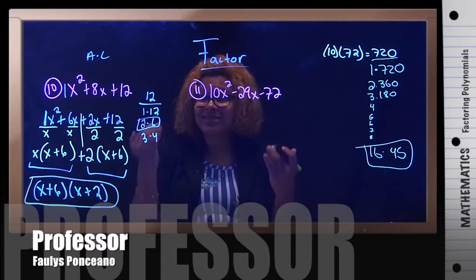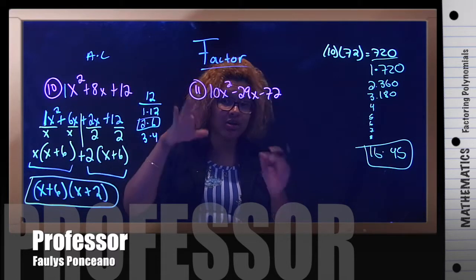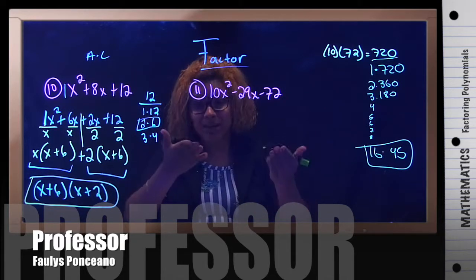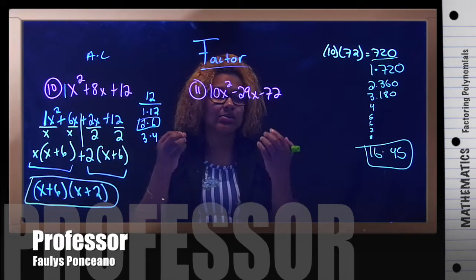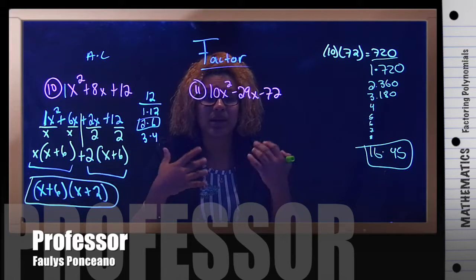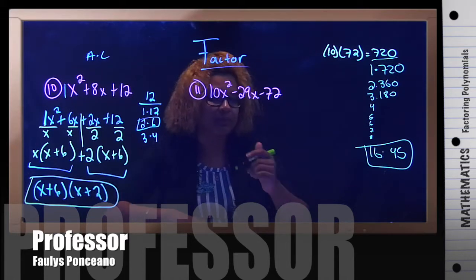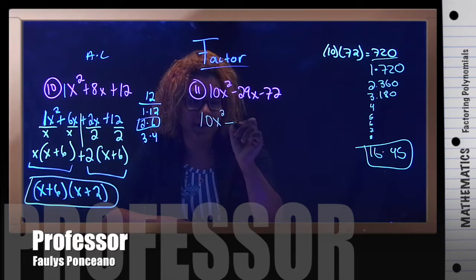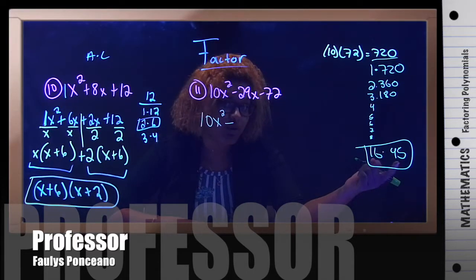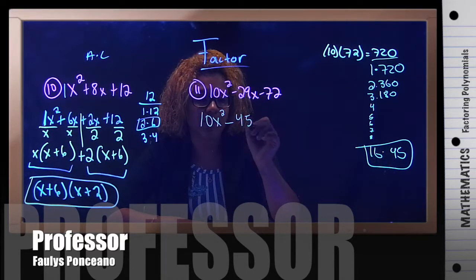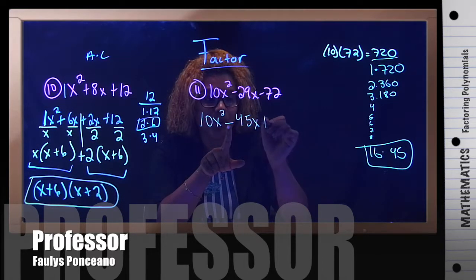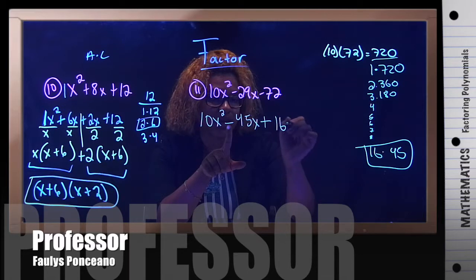And then again, since I'm doing the AC method, the grouping, after I found my two factors, I'm going to rewrite my trinomial as a polynomial of 4 terms so I can solve by grouping, right? So this becomes 10x squared minus the largest number first, so 45x. A negative times a negative gives me a positive, so that's 16x minus 72.